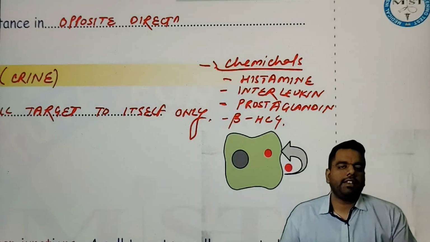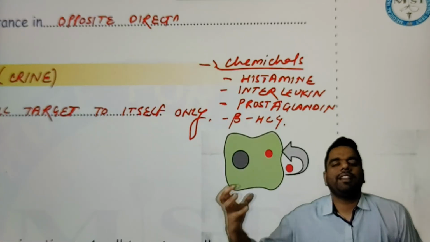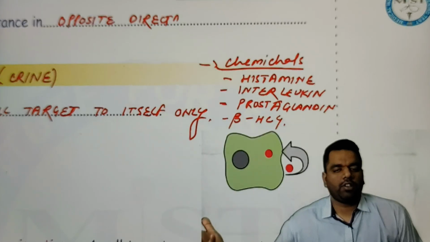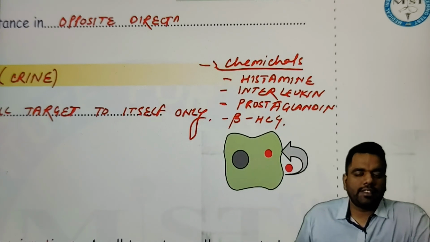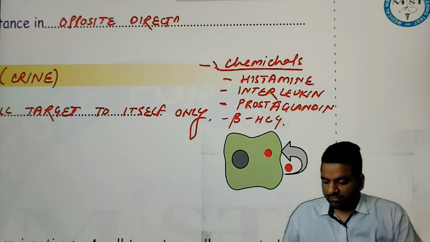So these cells will release these chemicals, and these chemicals already have the pre-information: whenever this chemical comes, how the nearby cell or this cell is going to function or react. All this information is already pre-stored, and using these chemicals these cells are interacting with each other, right?